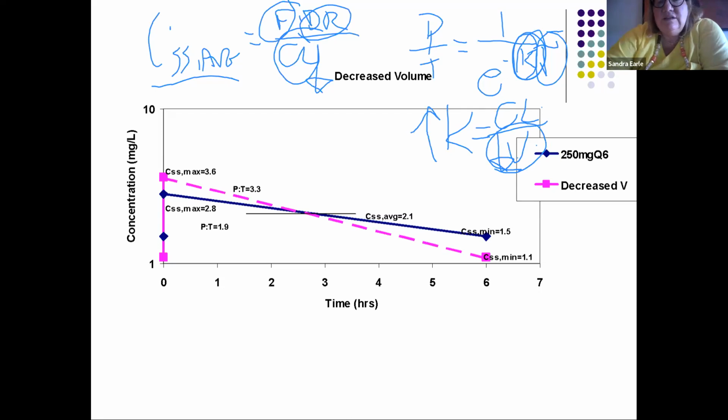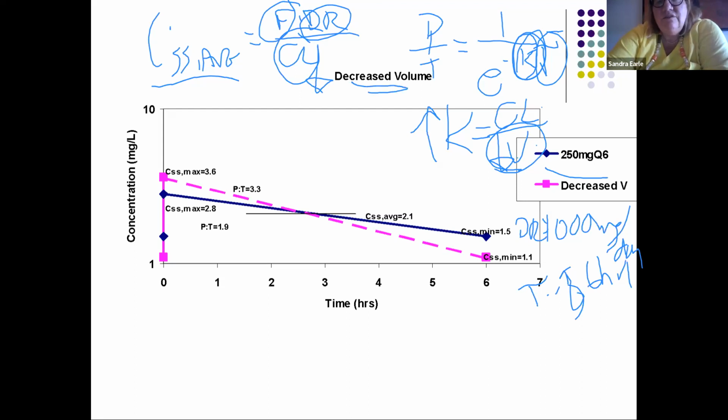So the blue again is our original, still getting 250 Q6. So the dose rate is 1,000 milligrams per day. And dose interval is 6 hours. So our CSS average, so what's happened?